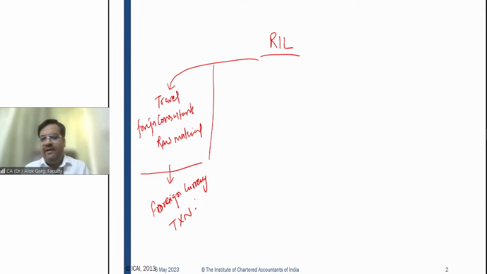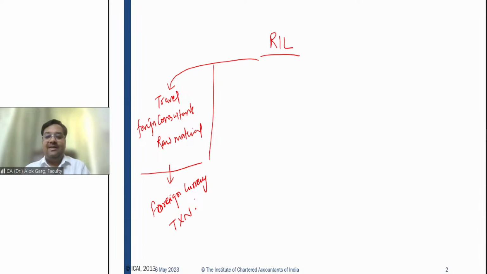A couple of years back when I visited Singapore, the currency was the Singapore dollar. So I needed to get my INR converted into Singapore dollars, right? When I travel to, let's say, the USA, US dollar is the currency I have to convert INR into. So that is one: foreign currency transactions.